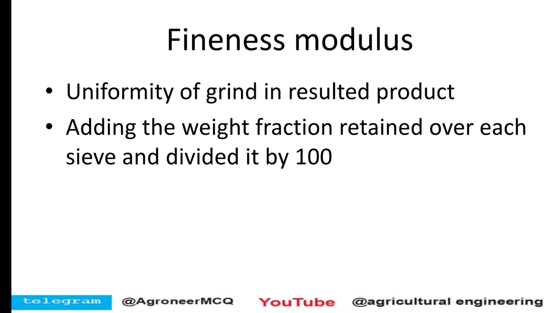In most of the exams they have asked what is meant by fineness modulus. Fineness modulus is the uniformity of grind in the resulting product. I think in the ICAR JRF exam 2020 they asked this question: uniformity of grind is defined as, the answer is fineness modulus. How can we find fineness modulus? We have to add the weight fraction retained over each sieve and divide it by 100.